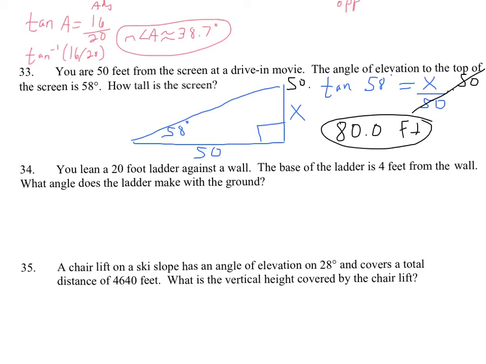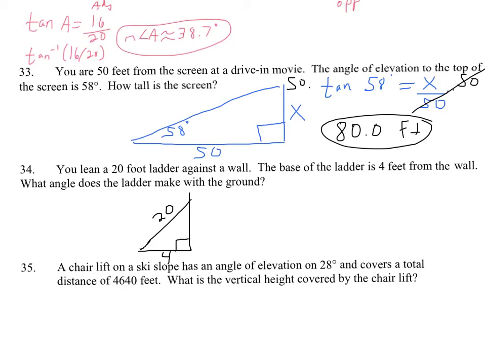And that's reasonable. All right, number 34. You lean a 20-foot ladder against a wall. All right, well that you can probably draw. Here's the wall. Here is the 20-foot ladder. So this time the diagonal is 20 feet. The base of the ladder, that's right here, is 4 feet from the wall. So that would mean this is 4. I don't think I've drawn this very accurately to scale. That's okay though. Now, yeah, we're assuming that this wall is standing straight up.